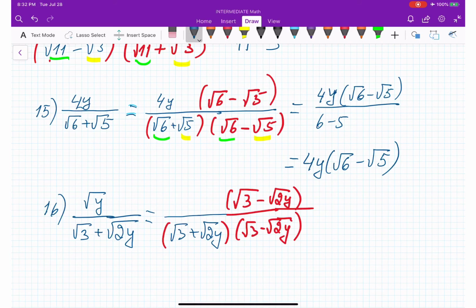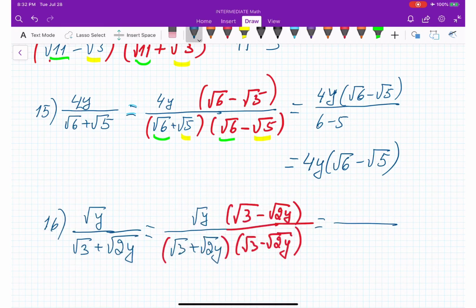And here I have square root of y. Okay, so this is going to be equal 3 minus 2y, right? And on the top, if I distribute this, I will get square root 3y. Why am I distributing? Because I have square root y here and square root y here. I can get one y out.